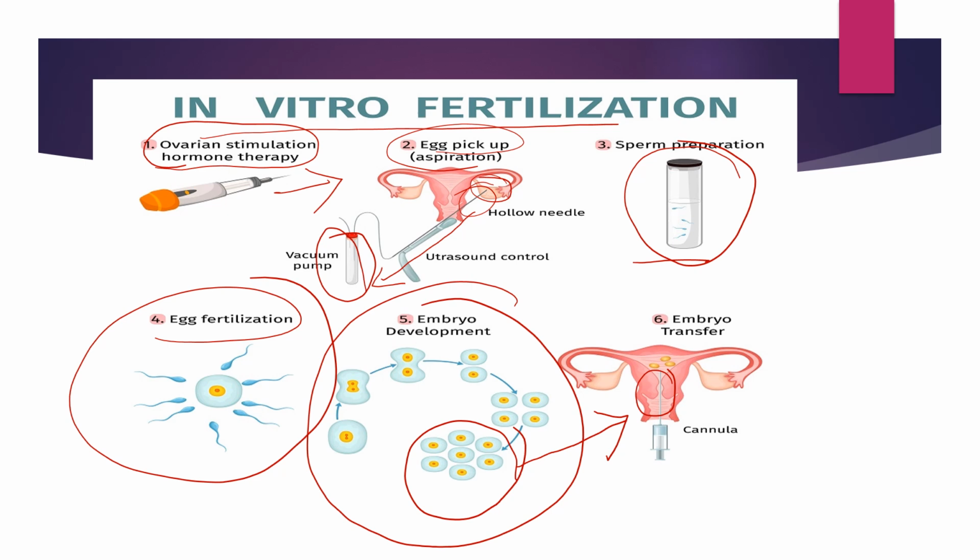So till then this process is done. The preparation happens outside: the sperm and the ovum are fertilized together and developed into an embryo, and in the blastocyst stage it is inserted inside the woman's body through a catheter. So let us move on to the next topic.